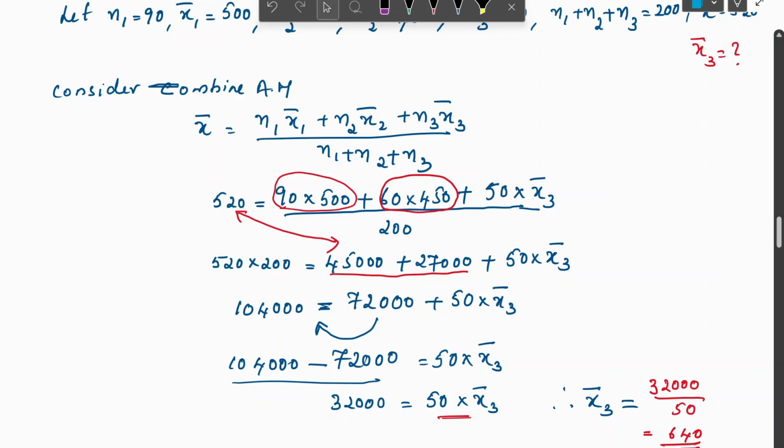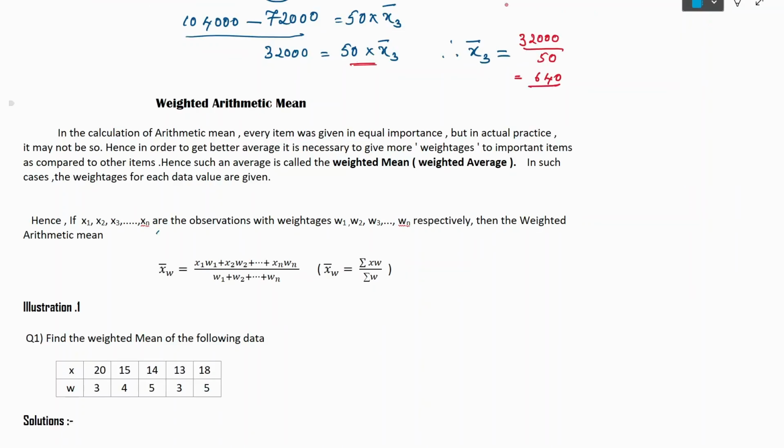And here once again I'm telling you, if you are going to practice with the mobile for this calculation, 90 into 500 plus 60 into 450 you can do in one step, but in a simple calculator it is not possible. That means you have to write and add. If you are skipping this step, it is okay, but you must calculate it properly. Don't make mistakes. Okay. Now, the next topic we are discussing is weighted arithmetic mean.